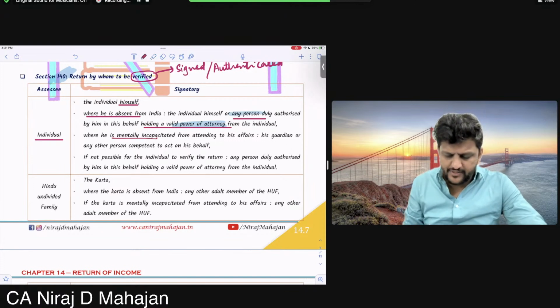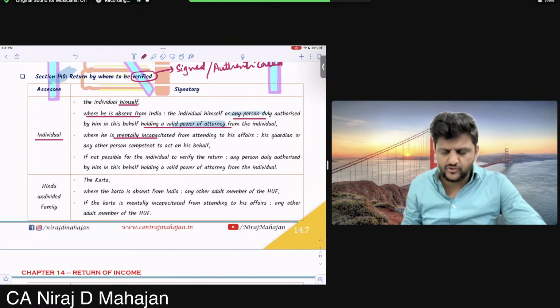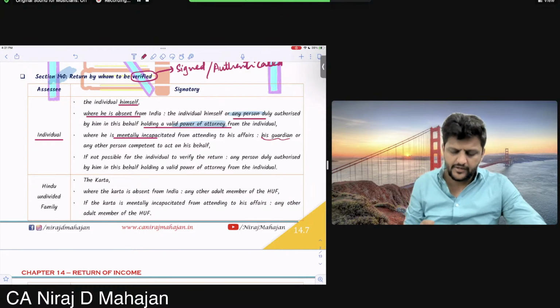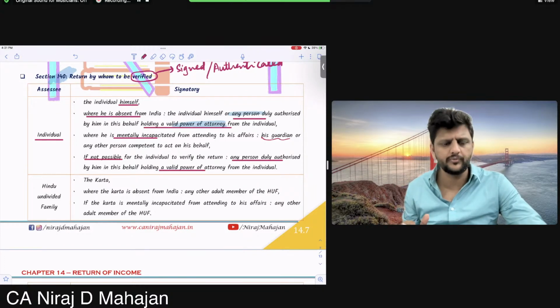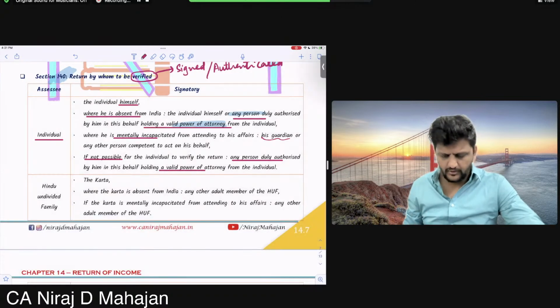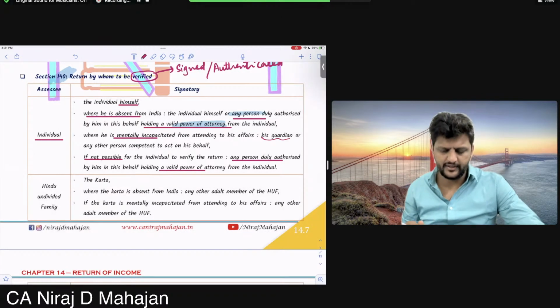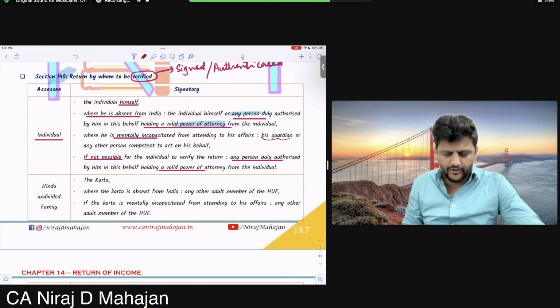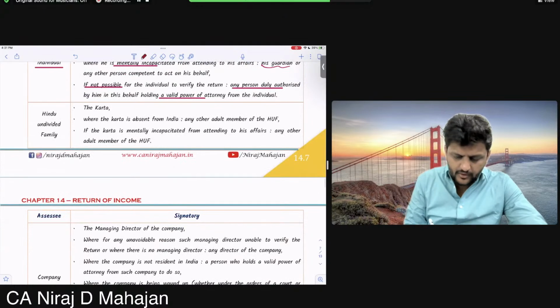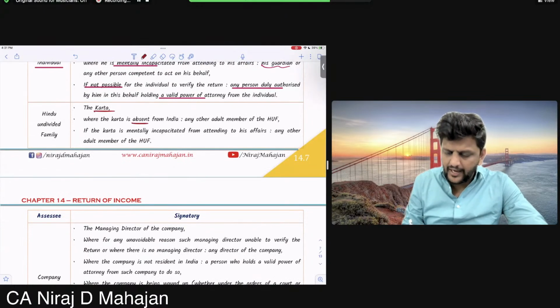Where he is mentally incapacitated or prevented from attending his own office, he can't sign. So his guardian or any other person competent to act on his behalf. If it is not possible for the individual to verify, any person duly authorized, any person holding a valid power of attorney. Not possible somehow or anyhow, for any reason. Okay, everybody. HUF, who will sign the return? Karta. Where Karta is absent, any other adult member.